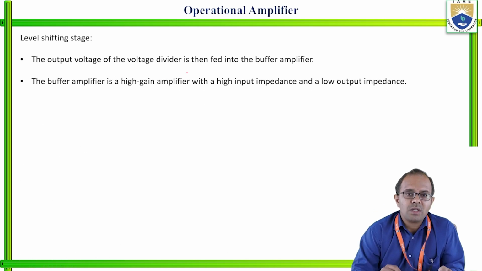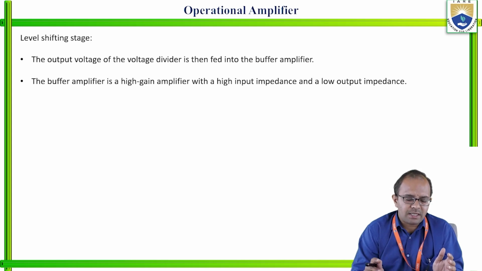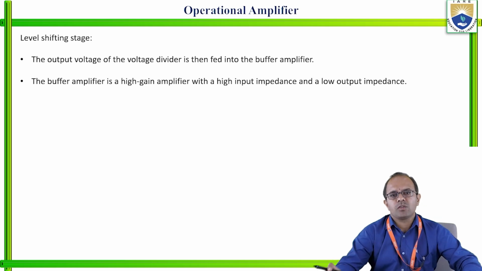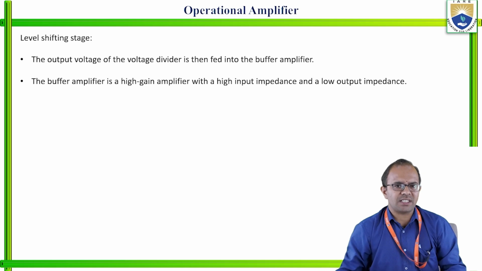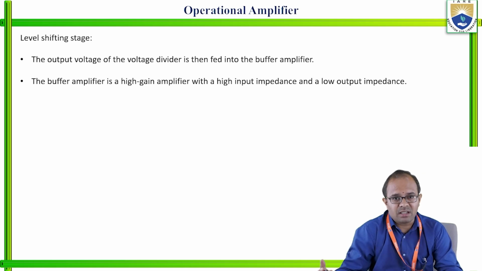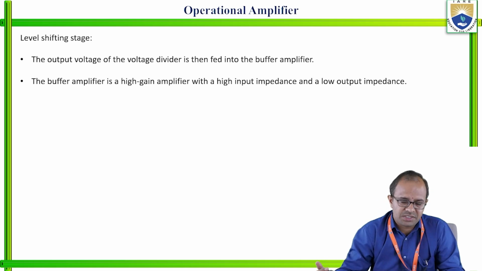Further, the output voltage of the voltage divider is then fed to the buffer amplifier. So primarily, this is the level shifting stage. So what is the purpose here? It is nothing but shaping. Level shifting is nothing but shaping of your amplified signal coming from the intermediate stage.